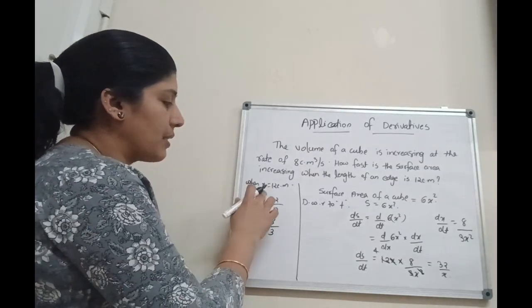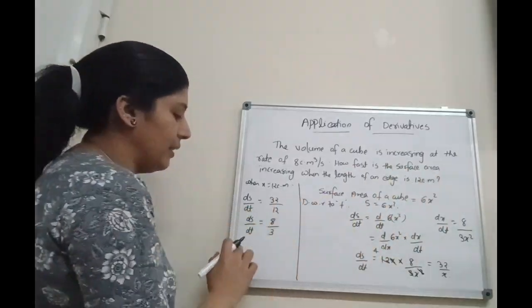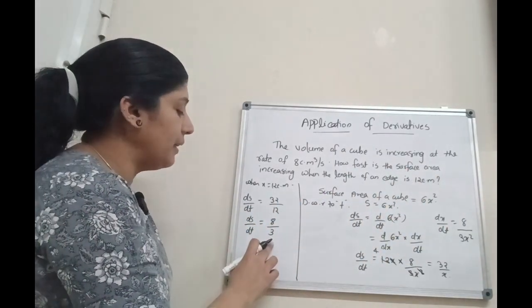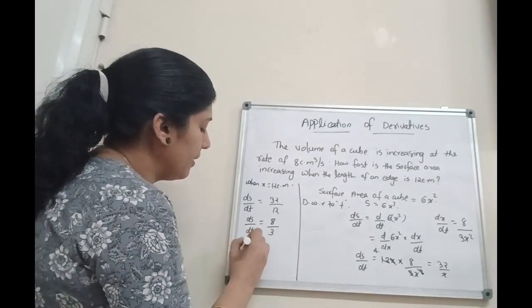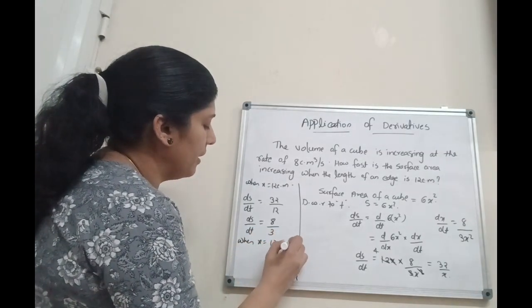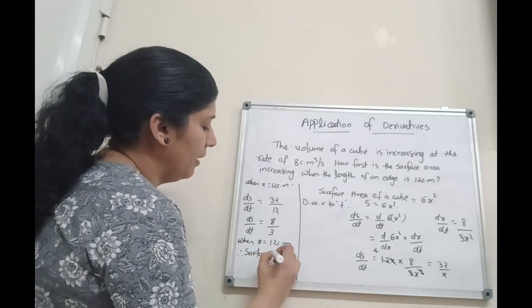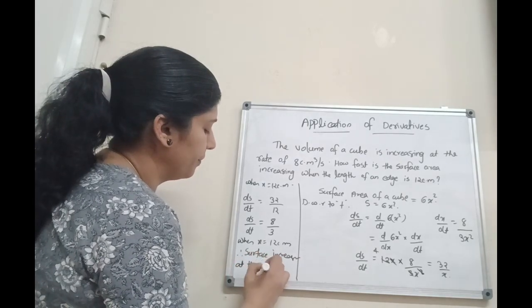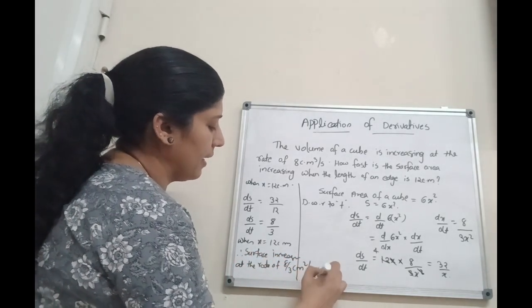That is, when x equals 12 centimeter, the length of the edge is 12 centimeter. Therefore, the surface area is increasing at the rate of 8 by 3 centimeter square per second. Here, when x equals 12 centimeter, the surface area is increasing at the rate of 8 by 3 centimeter square per second.